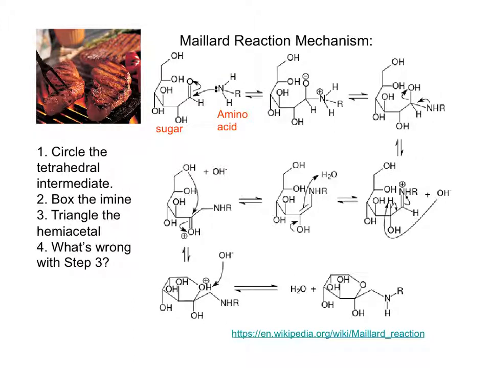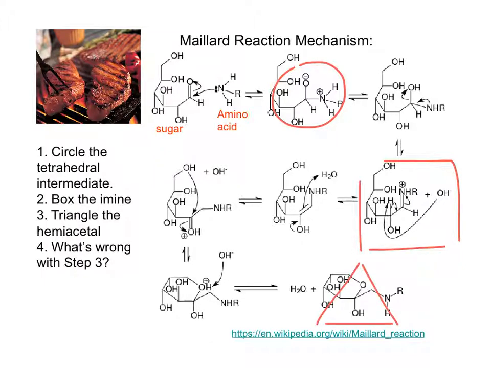So here's the mechanism of the Maillard reaction. Stop the video and answer these three questions. Here's the tetrahedral intermediate. Here is the imine. Here is the hemiacetal. And what's wrong with step 3? The OH is a poor leaving group.